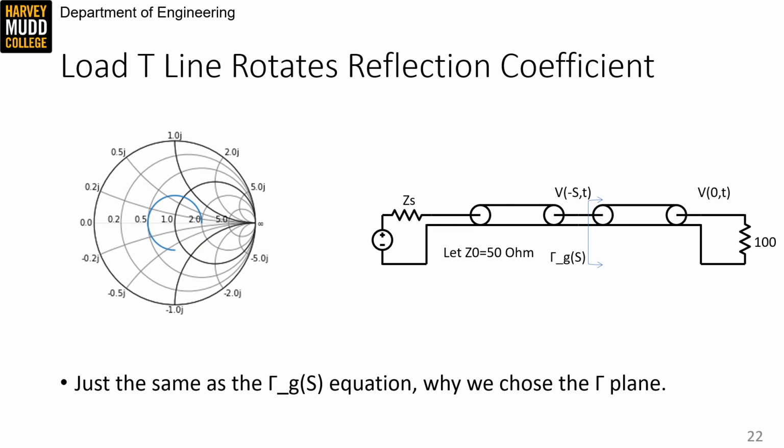Finally, if we look at our delayed load, we can see the locus of points it occupies as frequency changes is described by a circle that's concentric with the unit circle. This is just our generalized gamma g being swept around the plane as the phase it sees increases. We picked this representation because it would be easy to draw gamma g as a phasor, and we're just seeing that here.